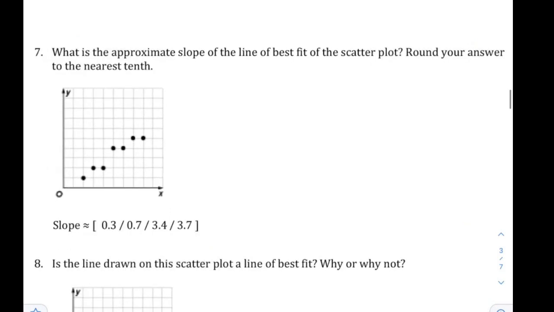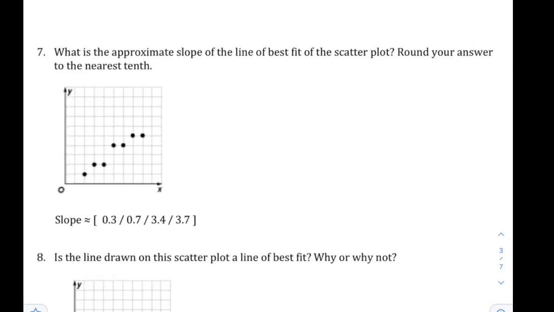What is the approximate slope of a line? Same here. We need to find the best fit first. So let's try to draw a line that is a good line of fit, we can say. We are trying our best to be as accurate as we can.